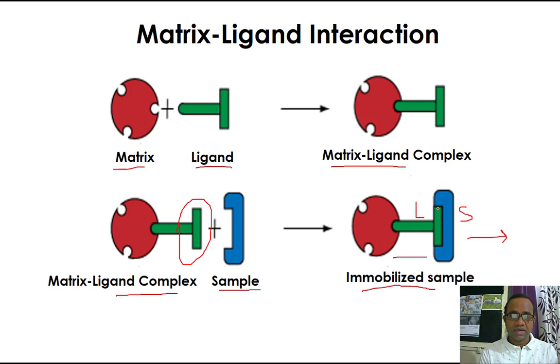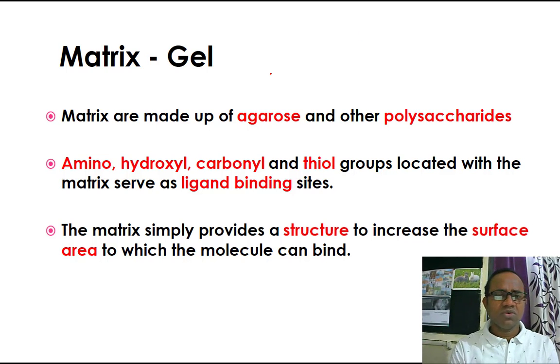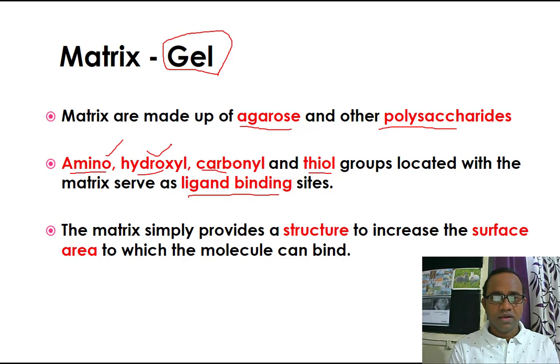We have to see what the matrix is and what the ligand is. The matrix we mostly use as a stationary phase. They are mostly gels, mostly agarose or polysaccharides. Onto this agarose or polysaccharide gel, there are certain side chain groups, such as amino, hydroxyl, carbonyl, and ethyl groups. They are located in the structure and serve as binding sites for the ligand. That means these side chain groups are helpful for the attachment of the ligand to the matrix.